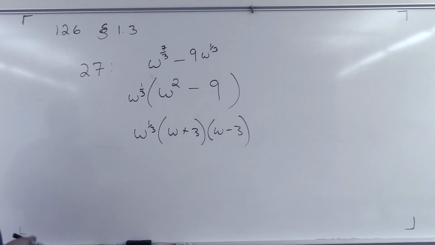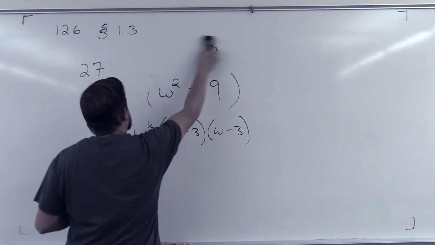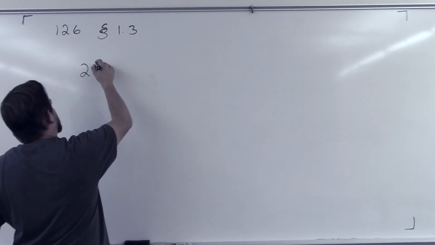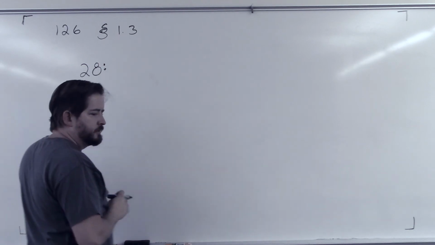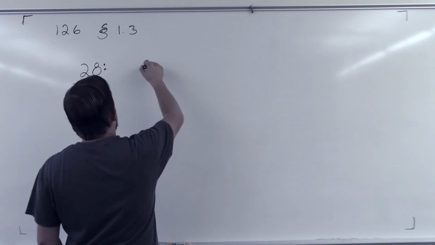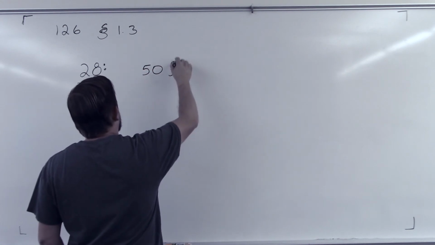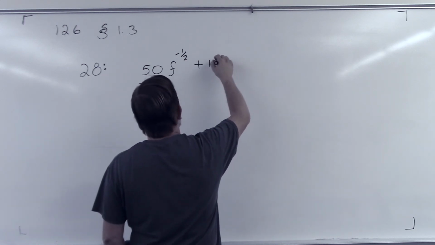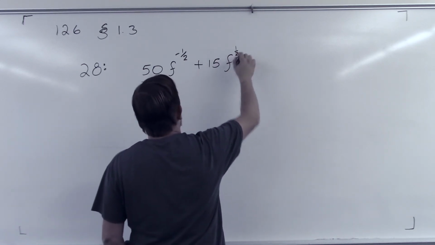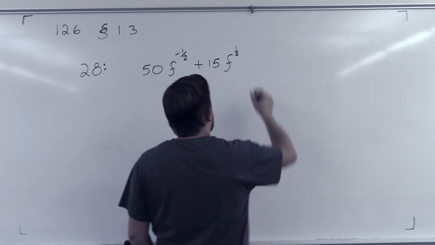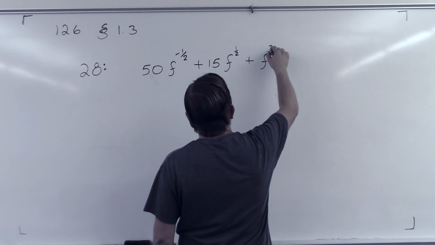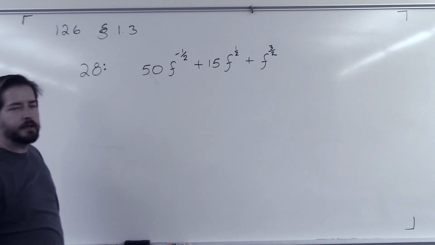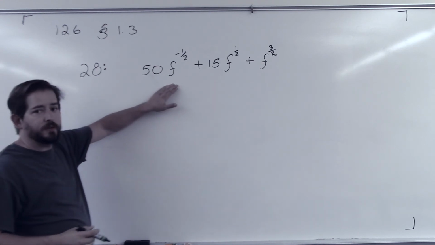Okay. 28 is similar. I'm going to go through it because, again, it's similar but just different enough that it can be confusing. 28 says to do 50f to the negative 1/2 plus 15f to the 1/2 plus f to the 3/2. And we're going to go through that same kind of tactic where I'm going to find the lowest power of f and pull it out.